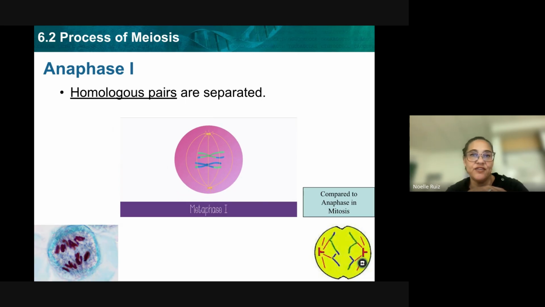The next one is called anaphase 1. And the homologous pairs now get separated to the opposite ends of the cell. I don't know why it's not separating in the picture, but usually it separates better. Oh, because that's still metaphase. That's the wrong GIF. I'll fix that later.